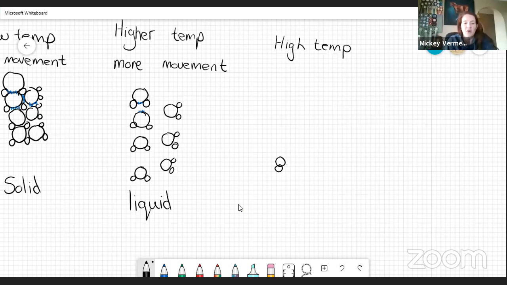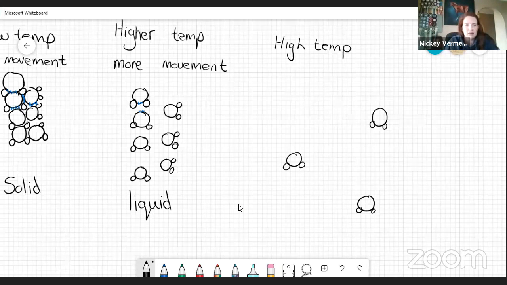They move so fast that they can't be anywhere close to each other. So now we have fast movement. And because they are moving so fast, they're crashing into each other and they're pushing each other away.